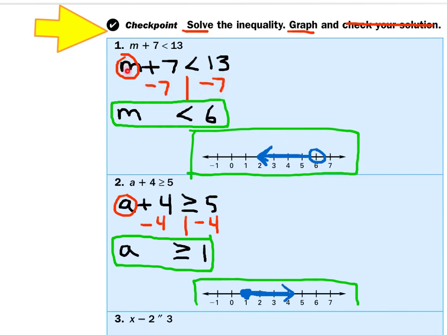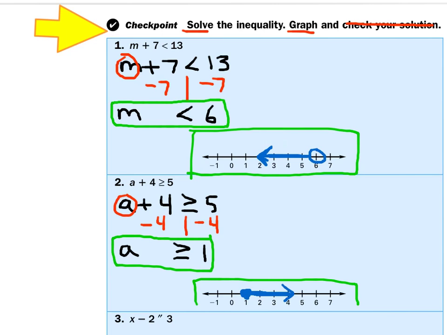And then I just bring down my variable, the m. Positive 7 plus negative 7 destroy each other, so they disappear. Copy the symbol exactly like it was written, and then 13 minus 7, of course, is 6. So I box my inequality. M is less than 6.